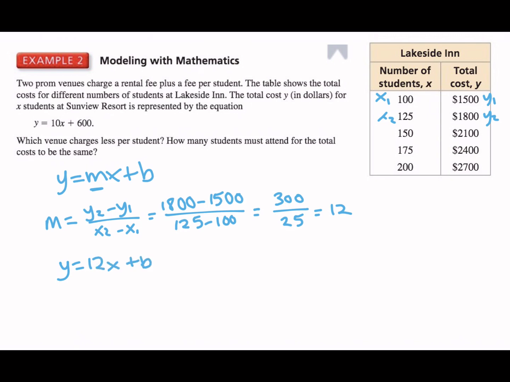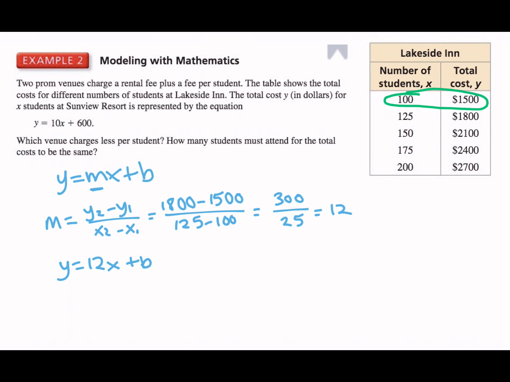I want to figure out what is b, what is my y-intercept. I can't tell just by looking at the table. I need to actually solve for b. So the way I'm going to do that is I'm going to use one of the coordinates. It doesn't matter which one, but one of the coordinates to plug in for x and y to figure out what b is. So I'm just going to use the top coordinate.